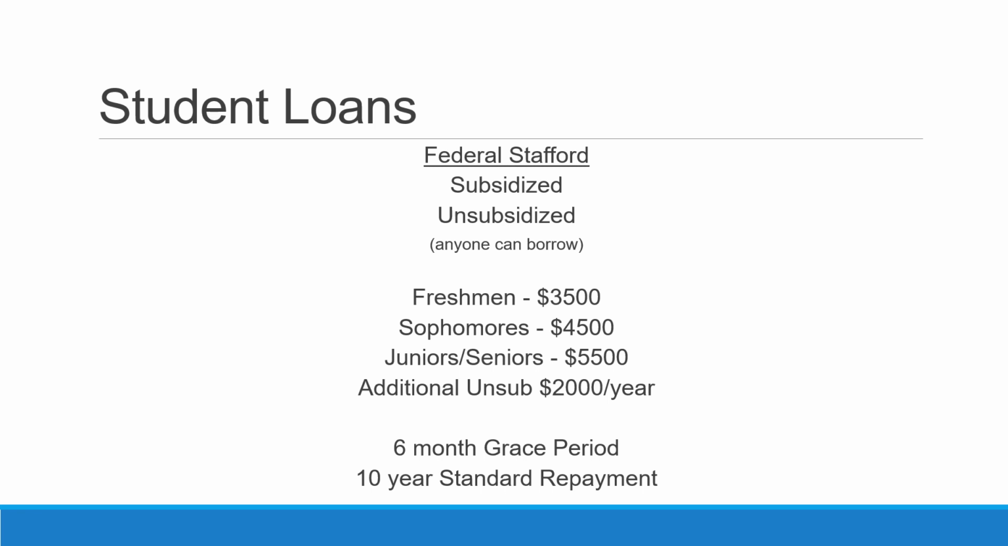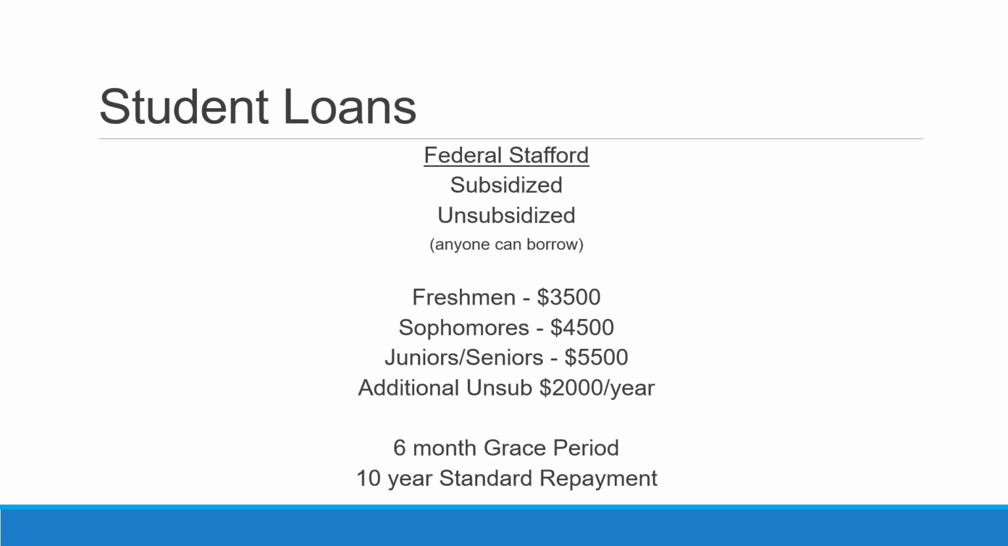If the student chooses to defer interest payments while in school, the interest will accrue, and at the time of repayment will be added to the principal. This is called capitalization and results in the student paying interest on interest. Unsubsidized loans also have a 6-month grace period where no repayment is due, although interest continues to accrue.